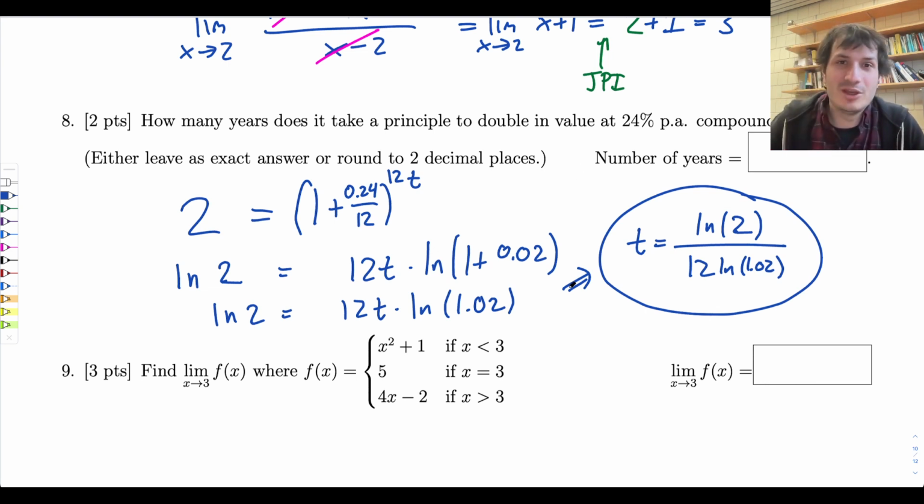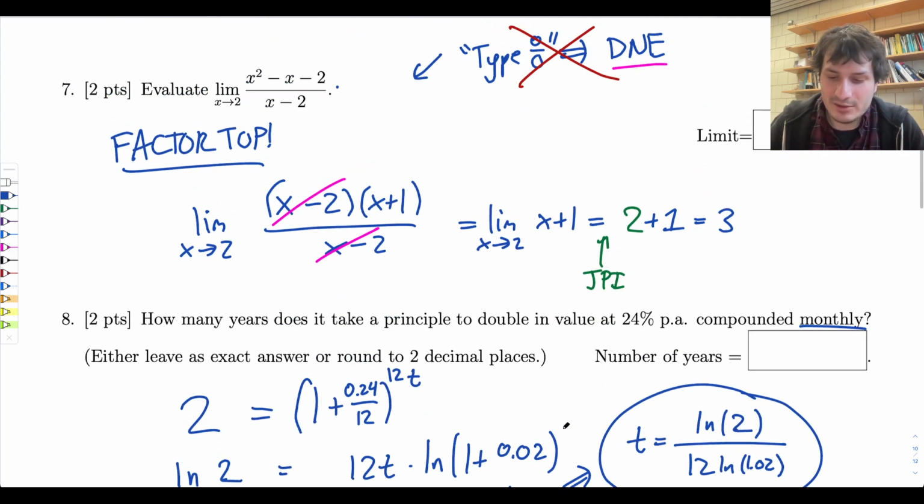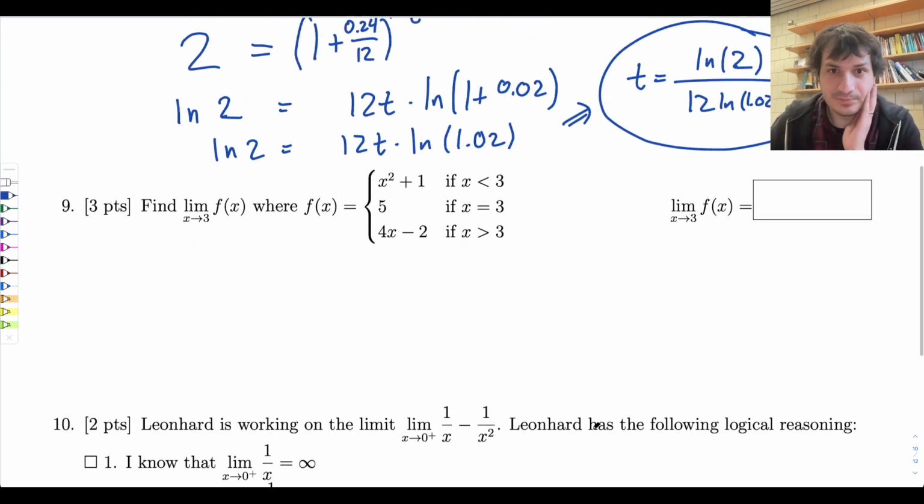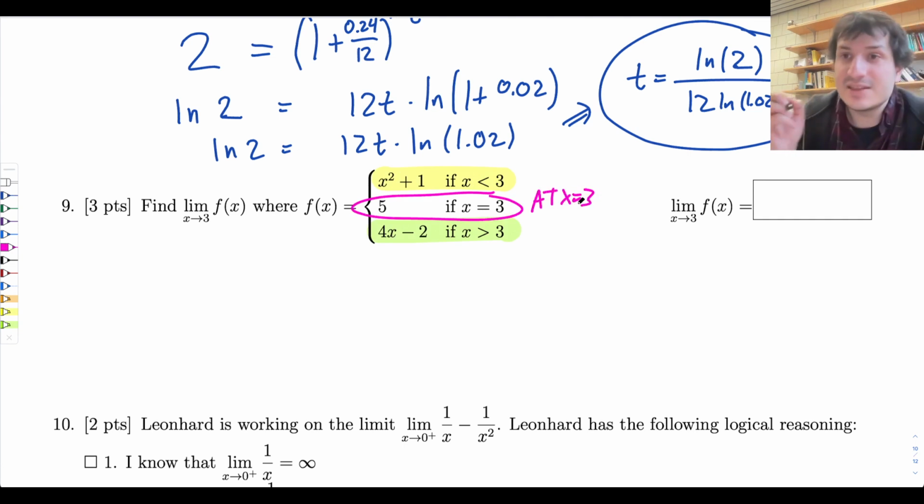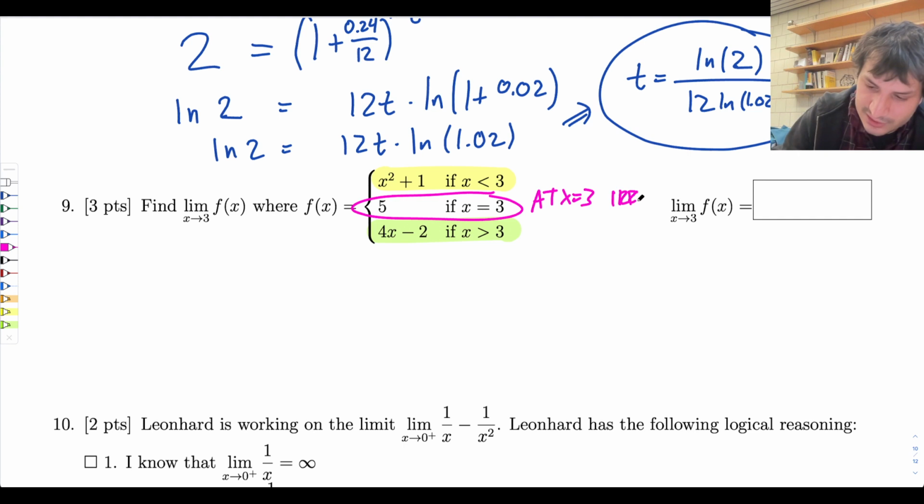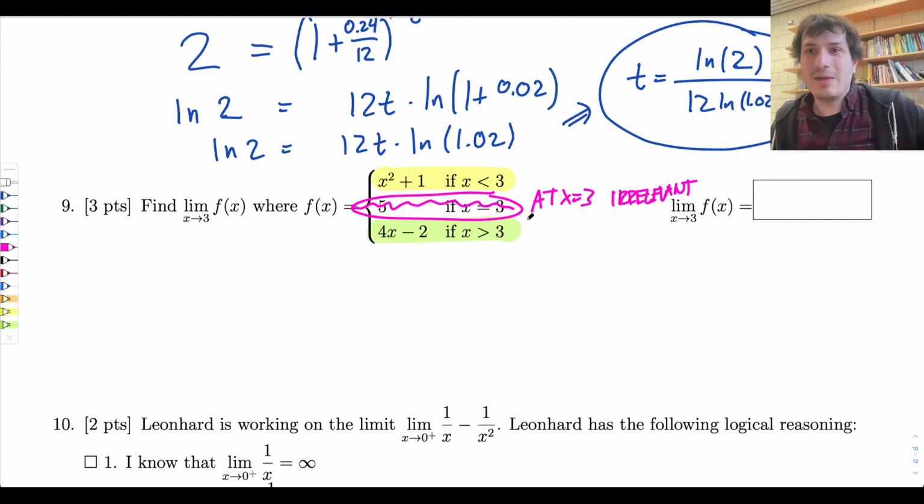Okay. Question 9 was right around average. This was a limit with two sides, and you have to know to split it up into two parts. So there's the part over there and the part over there. Of course, when you're doing limits, what happens at x equals 3? At x equals 3, this is irrelevant. So some people got bamboozled by that. And what happens at x equals 3 completely doesn't matter for a limit.